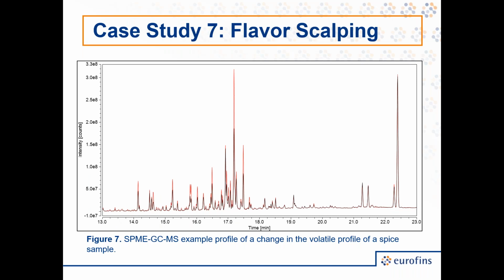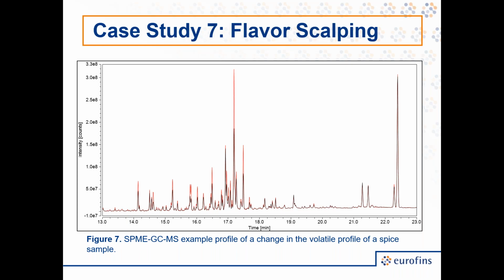So what we have here is a theoretical example of what flavor scalping could look like. In red, we have a profile of a spice, and then in black, we have a profile of what that spice might look like under circumstances where it was in packaging that was scalping different compounds.